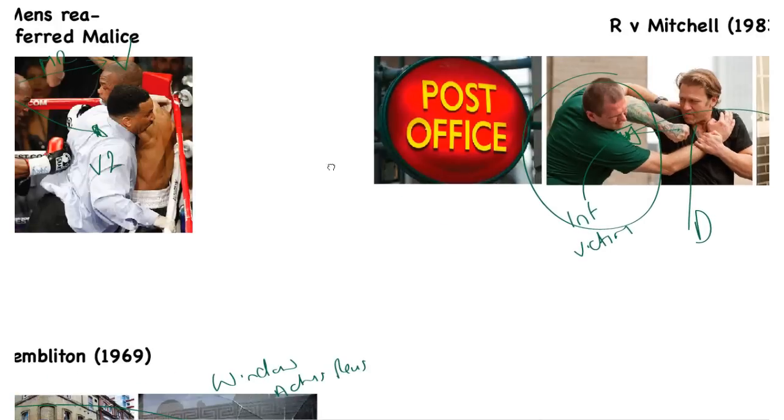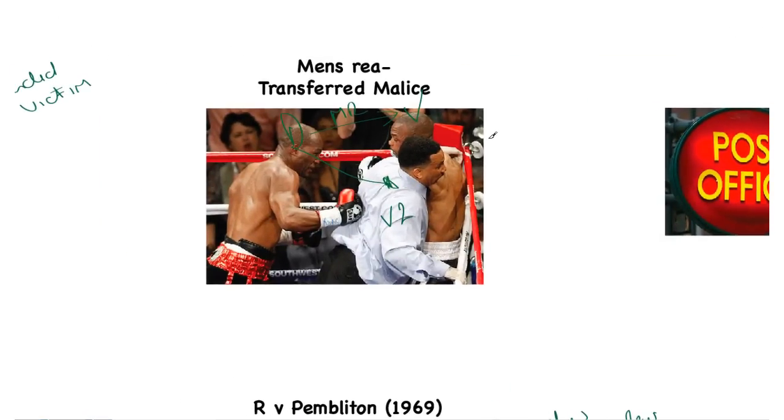I hope that makes some form of sense. Transferred malice is relatively easy. It's straightforward and should just be considered where you have 2 or 3 people in a scenario and the intended victim isn't the person that ends up getting injured.